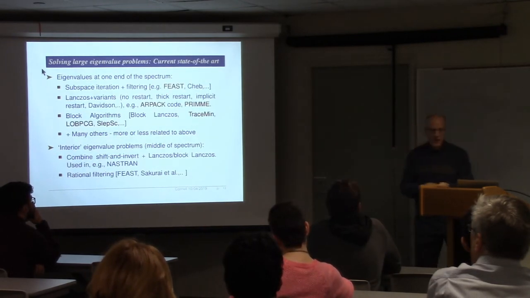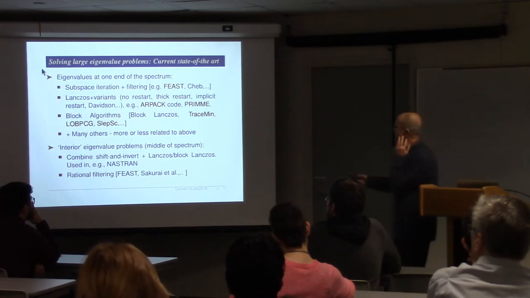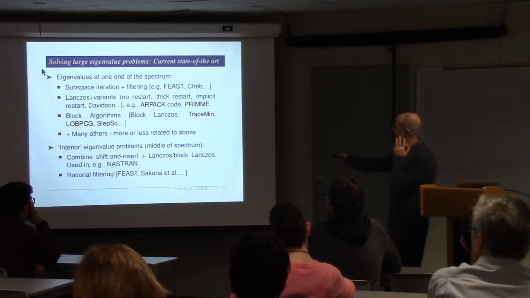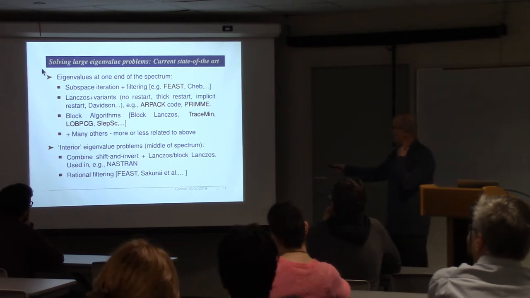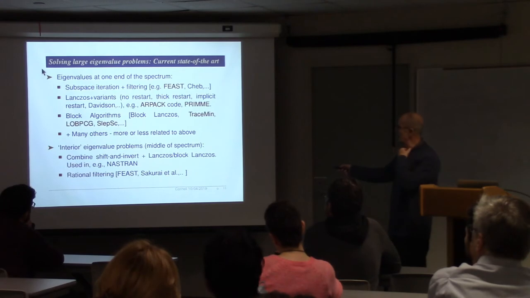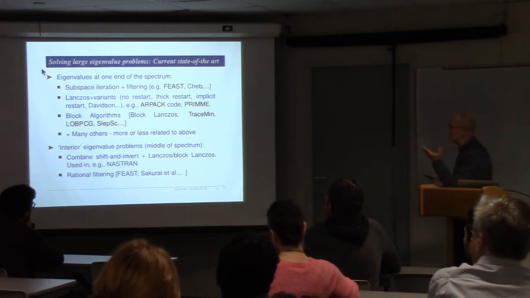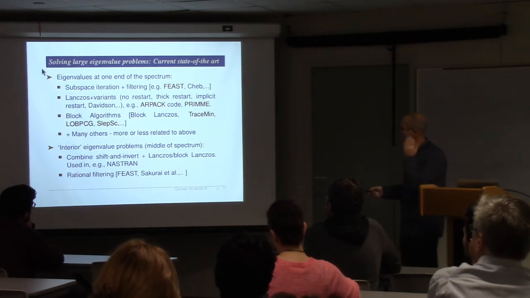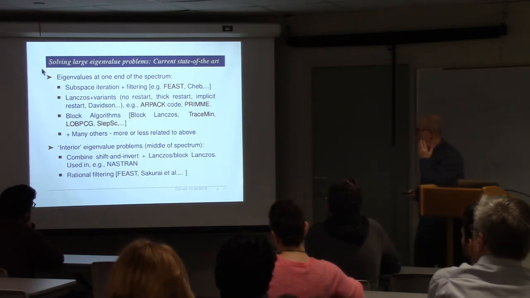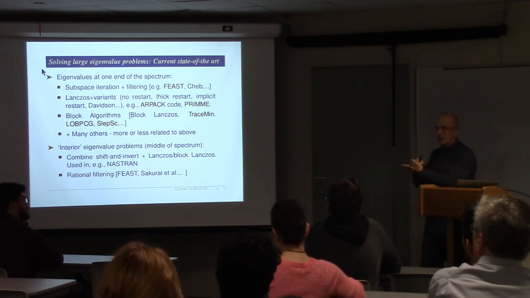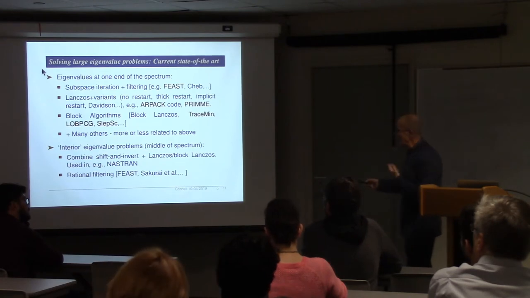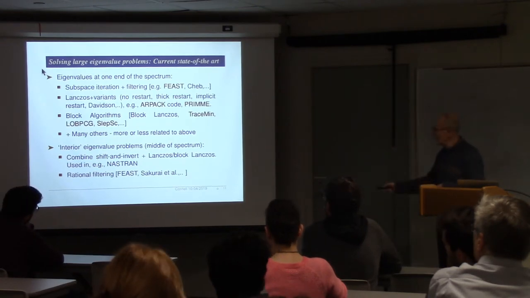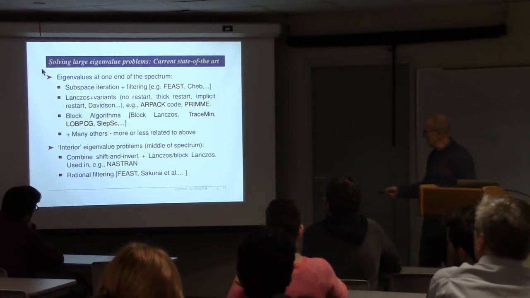So in terms of codes, what is out there? If you want to compute eigenvalues on one end of the spectrum, you have things like subspace iteration plus filtering, represented by Chebyshev-type iterations, you have Lanczos plus variants, you have block algorithms, block Lanczos, block PCG, and a lot of different variations on these. These are for one end of the spectrum, whether largest or smallest. But with interior eigenvalues, very often you'll see shift and invert as the main tool, or rational filtering, as you see in FEAST, and I'm going to talk about that in a second.